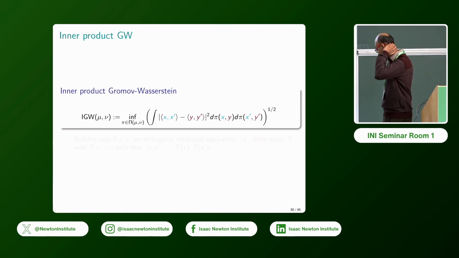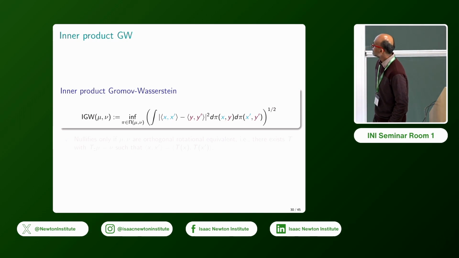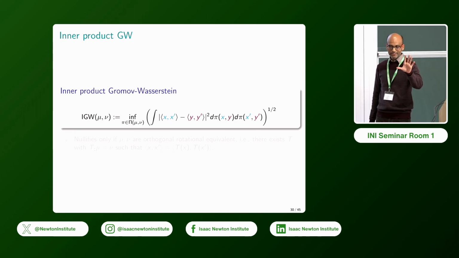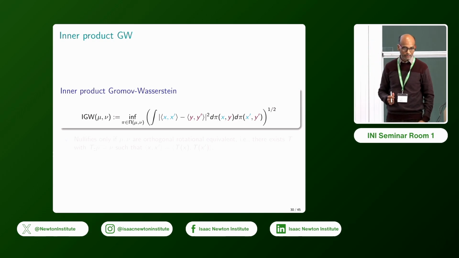So now we want to understand something similar for GW. But suddenly now I have changed. If you see, my title suddenly has changed. There is some change. What is the change? I introduced a new thing called the inner product GW.